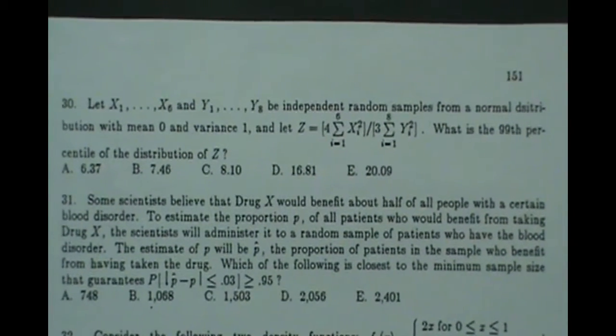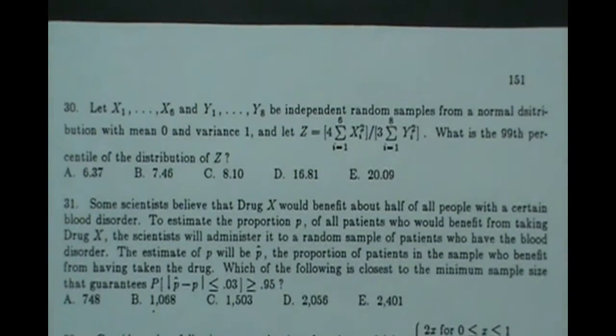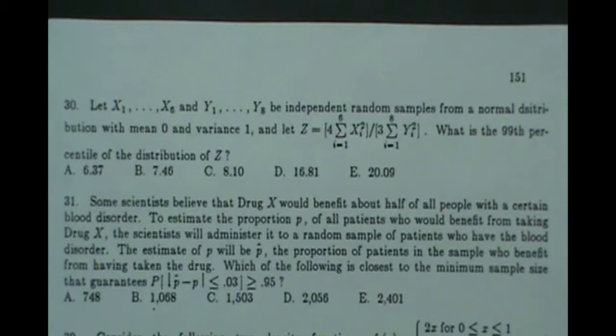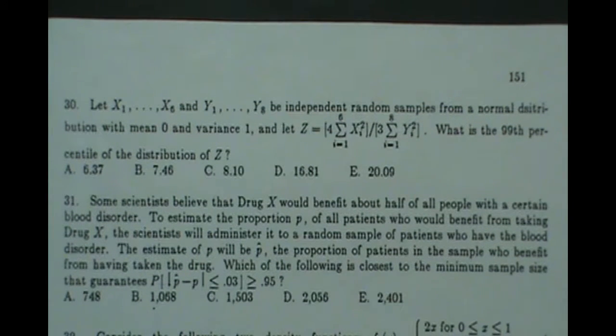Problem number 30: let x1 through x6 and y1 through y8 be independent random samples from the normal distribution with mean 0 and variance 1. Let z equal to this quantity given. What is the 99th percentile of the distribution of z?